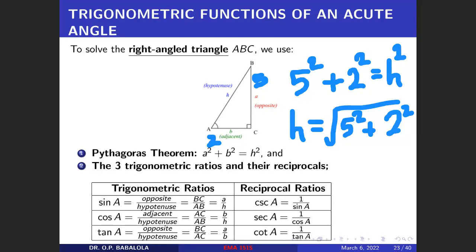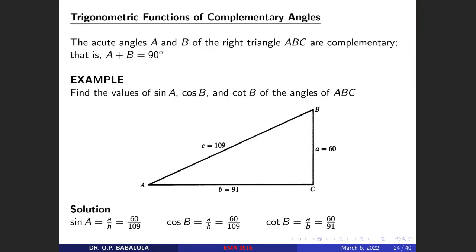And then I go to the three trigonometry ratios and reciprocal. We are familiar with that. Sine A equals opposite over hypotenuse and all of that. We discussed it last class. So I'll go to the next slide.